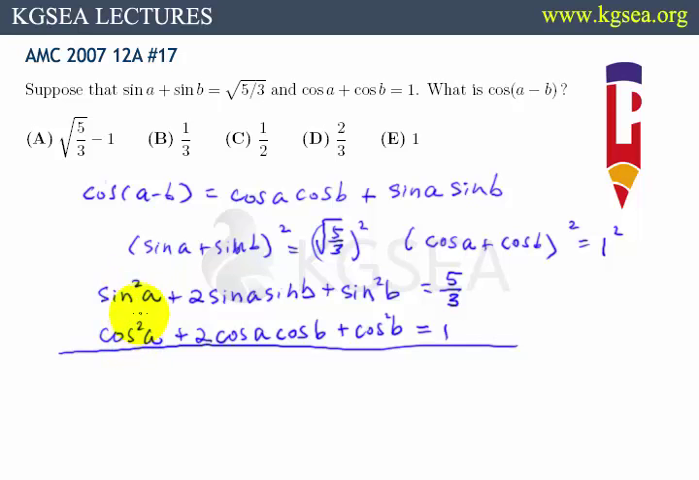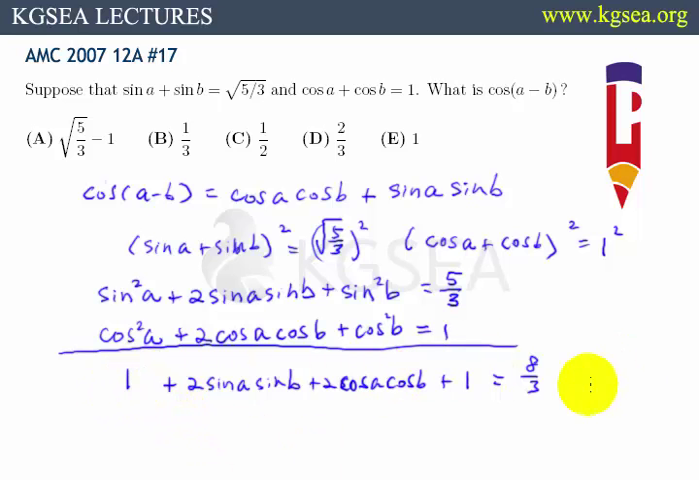This is the famous trigonometric identity, so it's 1. What about this? They are what they are. Nothing I can do. So 2 sine A sine B plus 2 cosine A cosine B plus this is also the same famous trigonometric identity, which is 1. Okay, that is equal to 5/3 plus 1. It'd be 8/3.